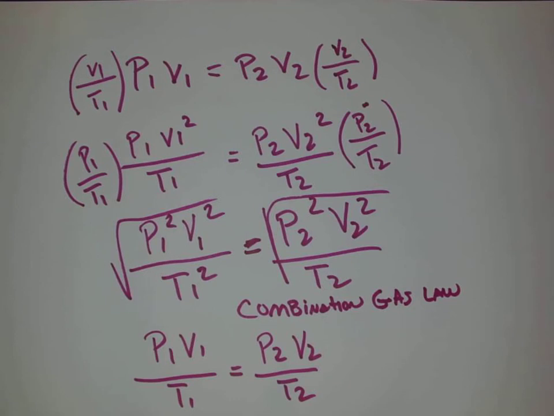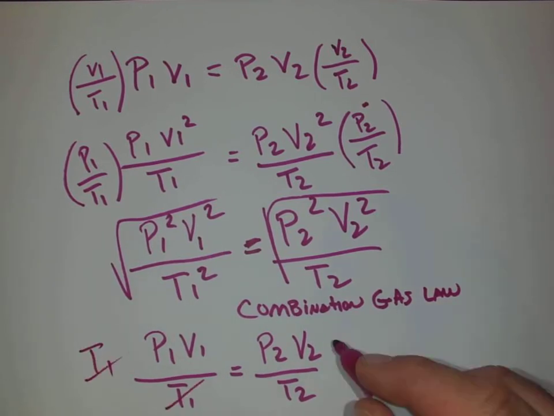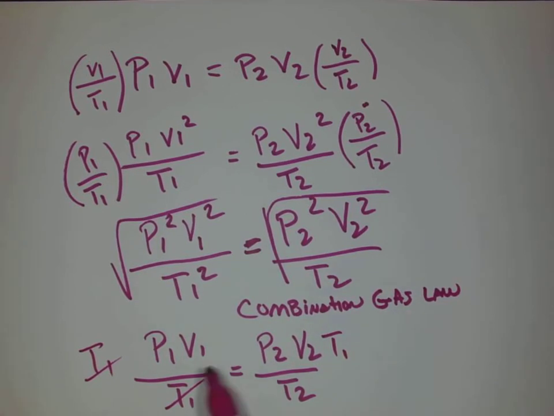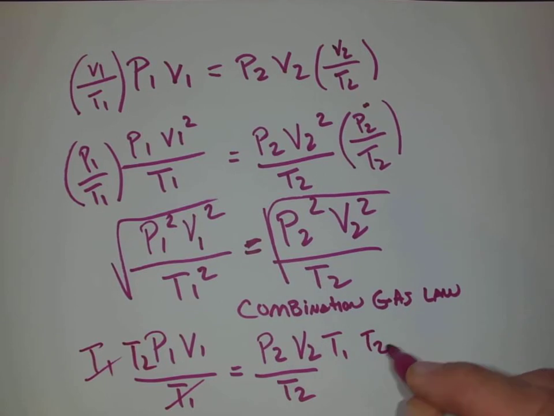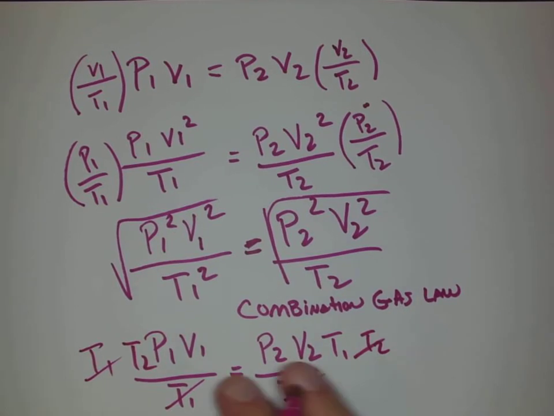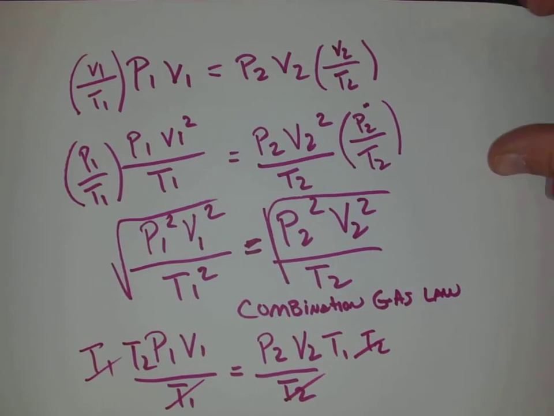I find that students have a little bit of a tough time with this, so I just multiply both sides by T1, and in that case it cancels out over here, and then I want to bring T2 upstairs, so I multiply T2 on both sides, right, and we get more of a linear equation. All right, cleaning this up a little bit.